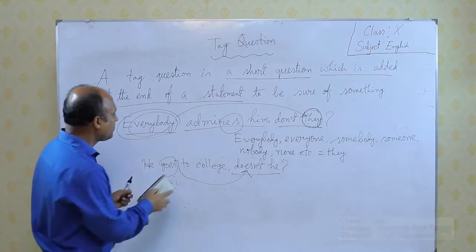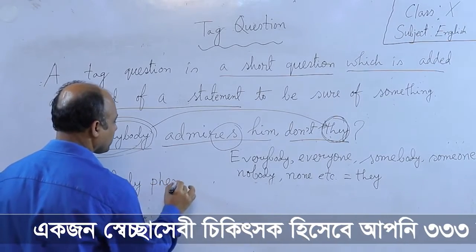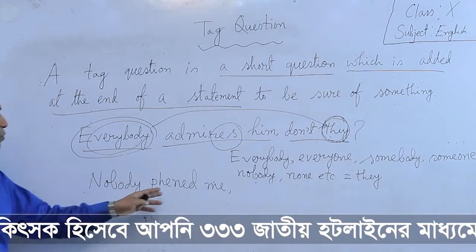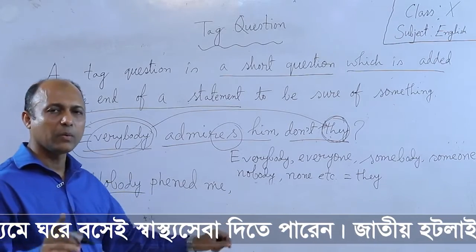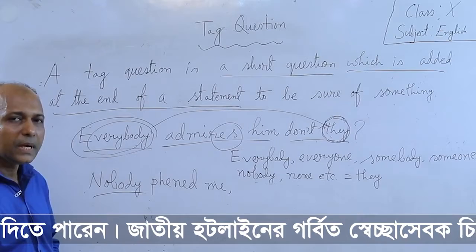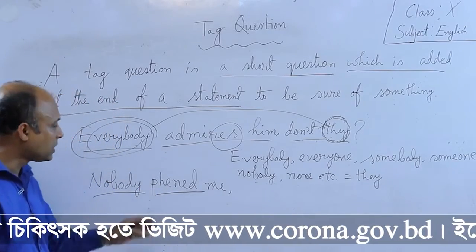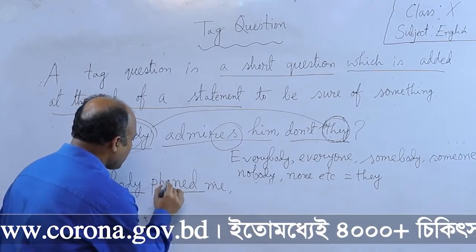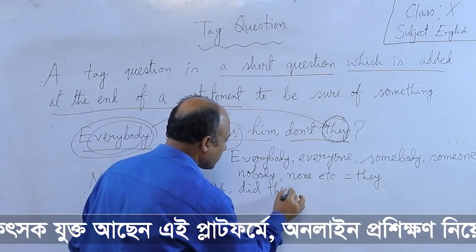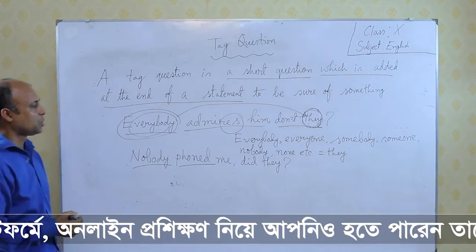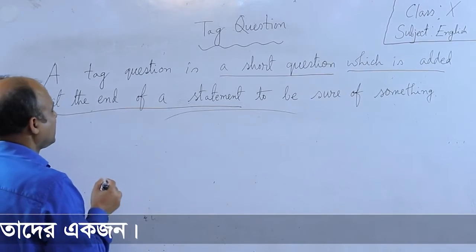And if the statement is negative, nobody phoned me. You see here, nobody phoned me. Here the subject is nobody and it's negative. So, the tag will be positive. And what will be here? Here will it be don't or didn't? It will be didn't. It will be did, because it's in the past form. Nobody phoned me. Did they? I think you have understood these things very clearly. Then next, you see these sentences.